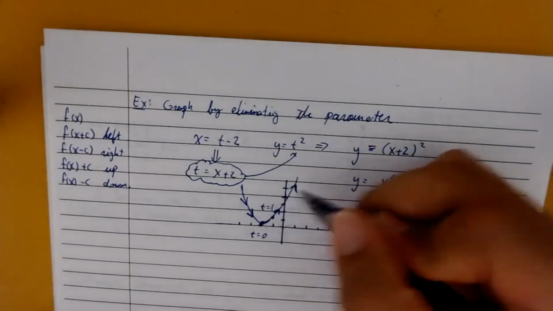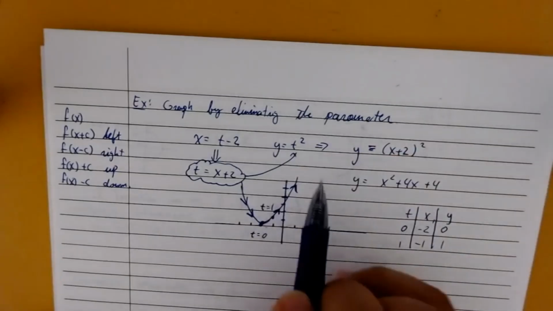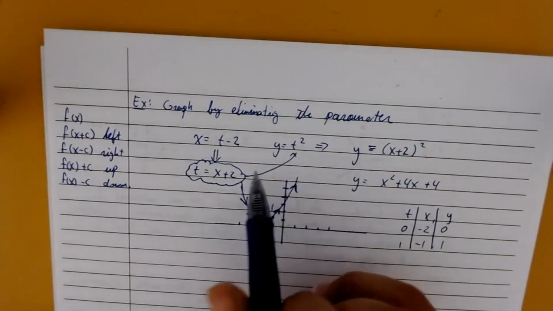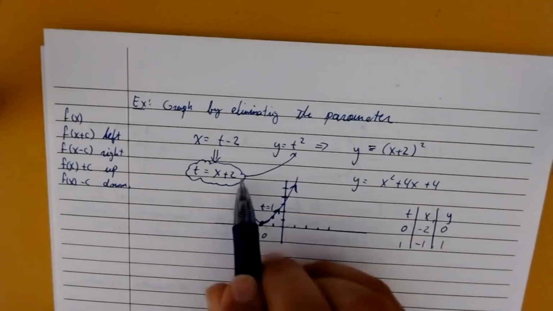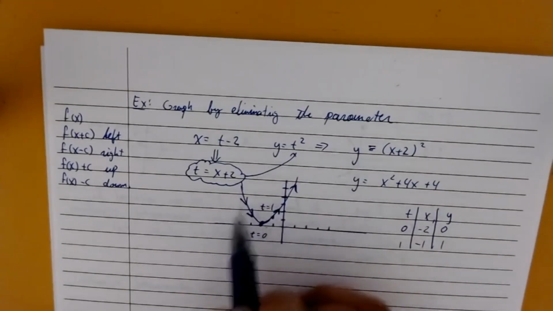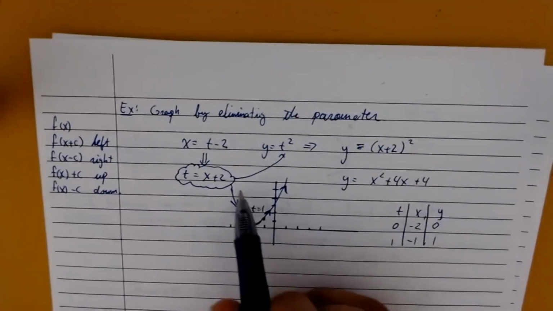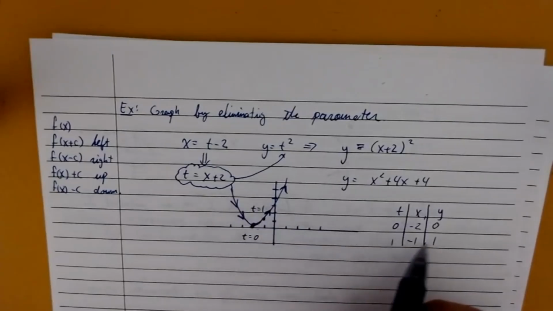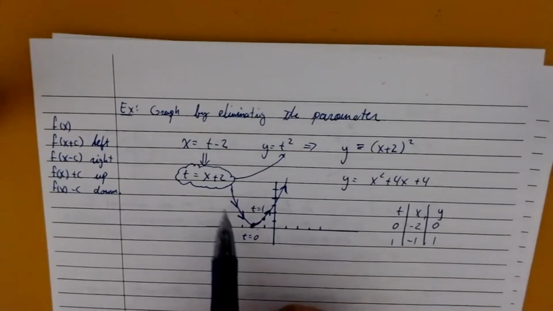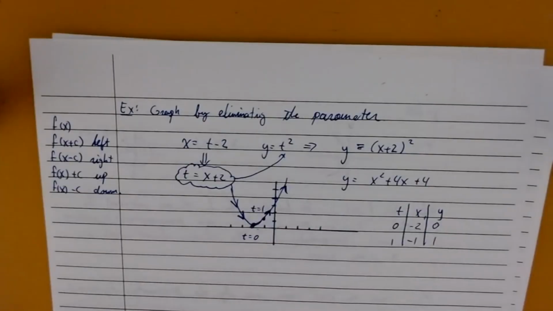Your elimination of a parameter gives you the collection of points. That doesn't mean it is now safe to ignore the orientation. It just means we now have our path. We still need to label our orientation.